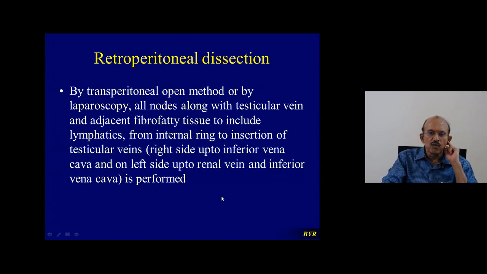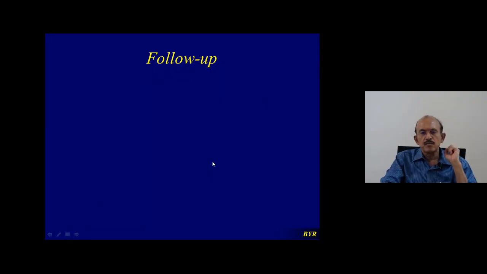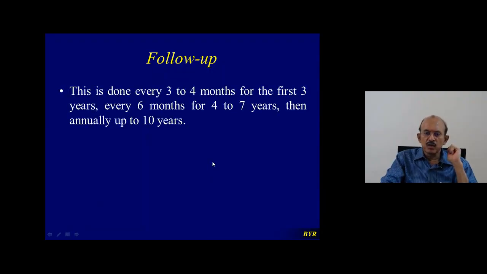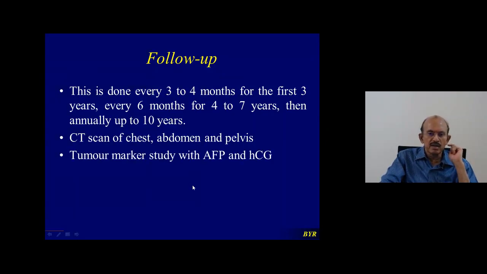By the transperitoneal open method or by laparoscopy, all nodes along with the testicular vein and adjacent fibrofatty tissue, to include lymphatics from the internal ring to the insertion of the testicular vein, are removed. Complication is retrograde ejaculation by damaging the hypogastric plexus. Follow-up is done every 3 to 4 months for the first 3 years, every 6 months for 4 to 7 years, then annually up to 10 years. You follow up with CT scan of the chest, abdomen and pelvis, and tumor marker study with AFP and HCG.